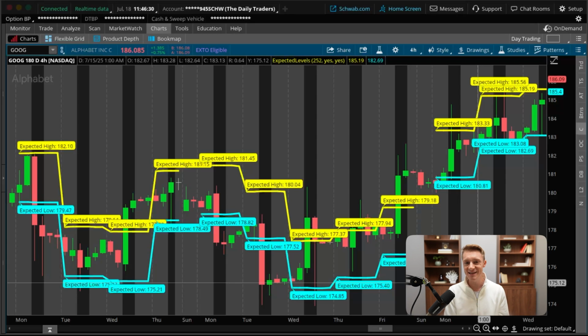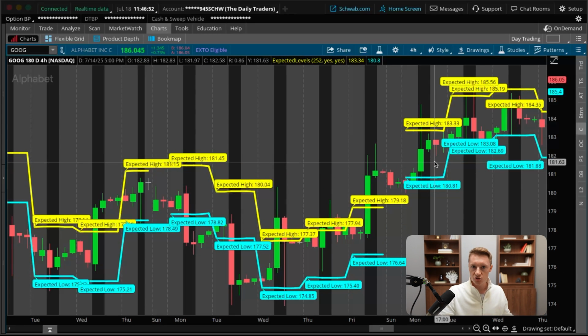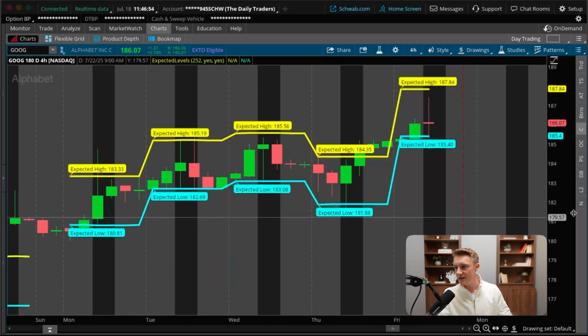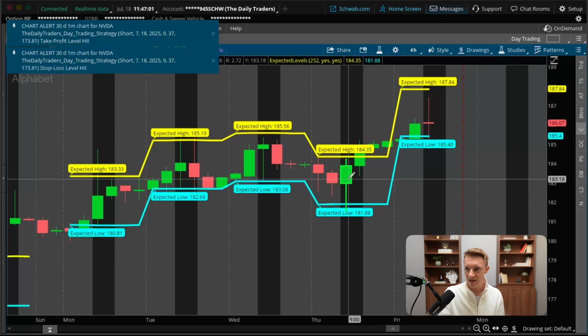Now, with this indicator, you in theory could use it as a standalone indicator, which means you'd make all your trading decisions using it. However, in my opinion, it would be better suited to be paired with another technical strategy or technical means. So let's first talk about, if you have another trading strategy, how you can apply this expected levels indicator on your chart to help you make a better trading decision.